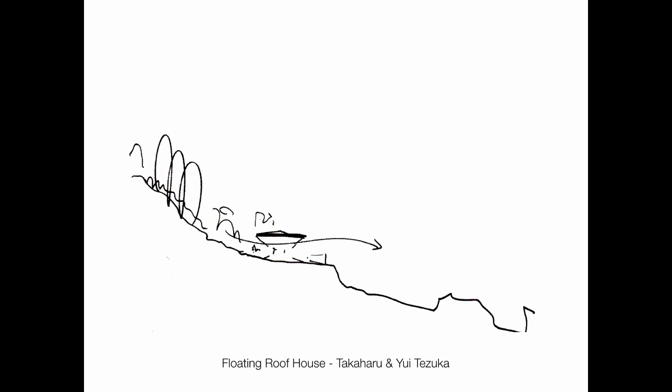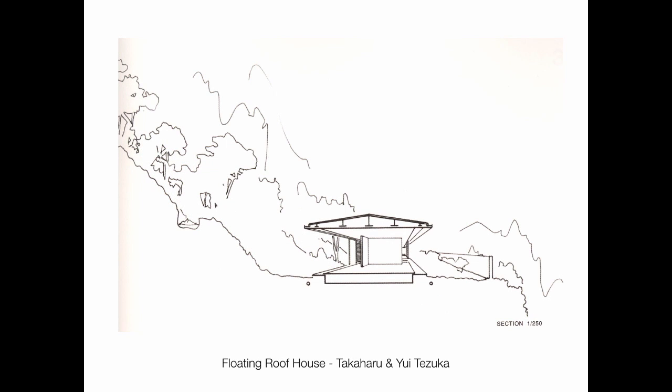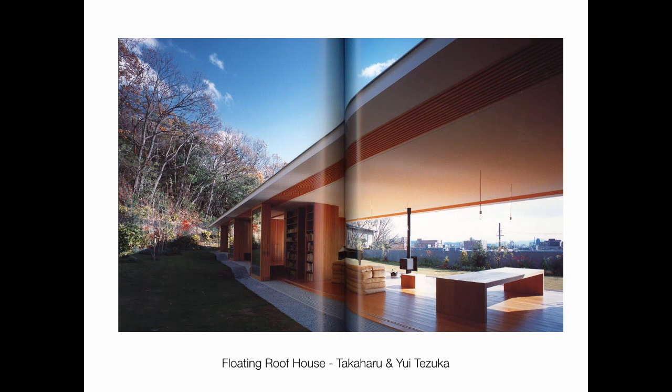So let's see some actual technical drawings of it. So here's our perspective view. We have, again, the strong section line. This is a really nice drawing, right? We have the floating roof. We have a little bit more about the house. Let's see what it looks like in practice.